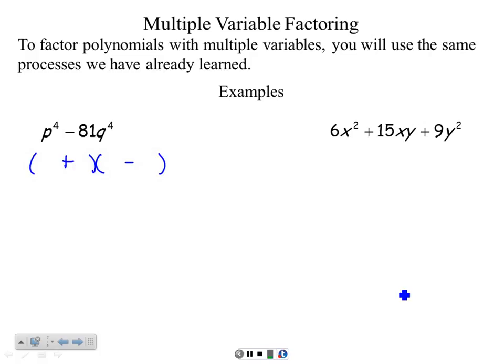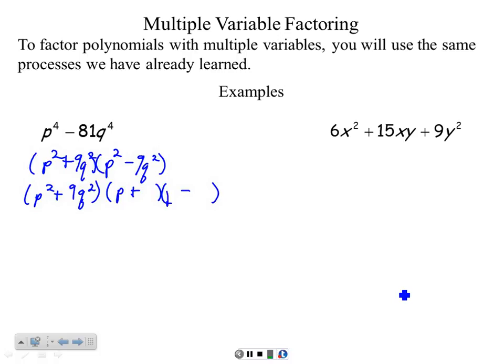Signs are going to be different. Square root of p to the 4th is p squared. And the square root of 81q to the 4th is 9q squared. And remember, it's going to say factor completely. So the sum of two squares, this first one, it is prime. But the second one, that's the difference of two squares again. So we can factor that again. So p squared is going to factor into p times p, and then 9q squared is going to factor into 3q.